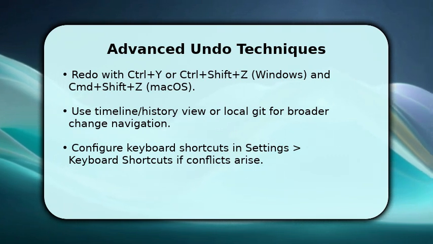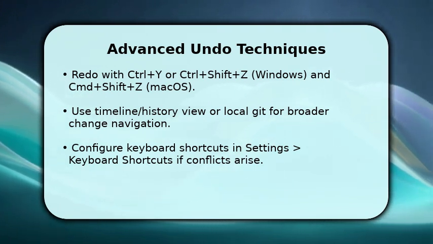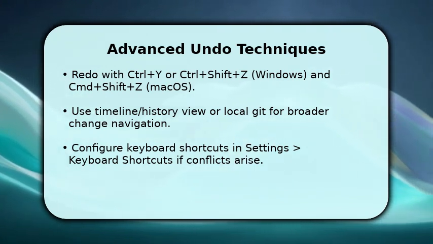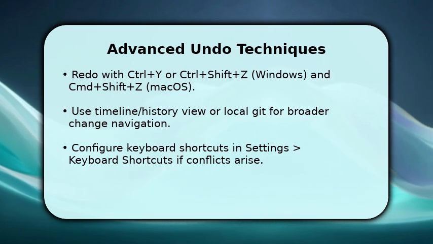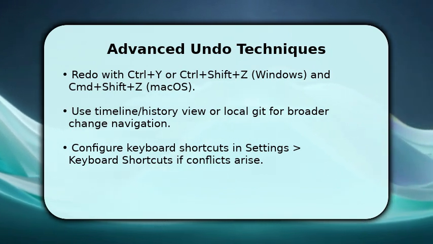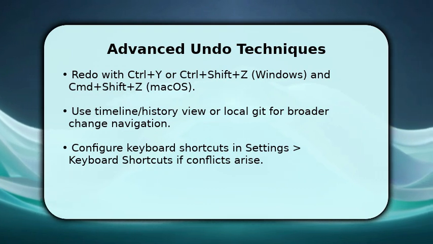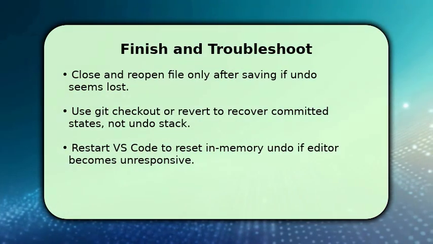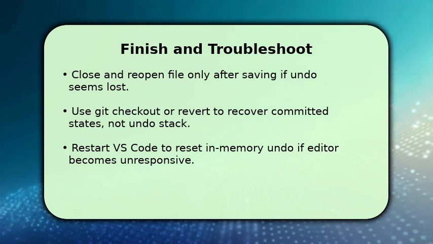Make sure to inspect multi-file edits and consider editor undo stack limits. If keystroke conflicts occur, open keyboard shortcuts and remap. To finish, save the file once you've returned to the desired state and then verify changes in source control. That makes the undo permanent.